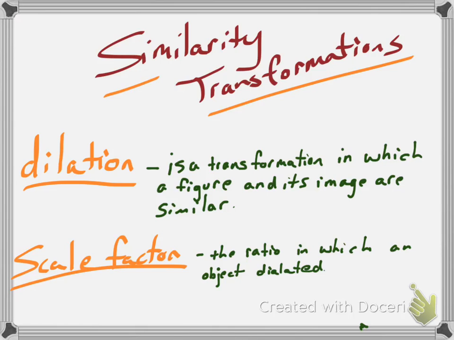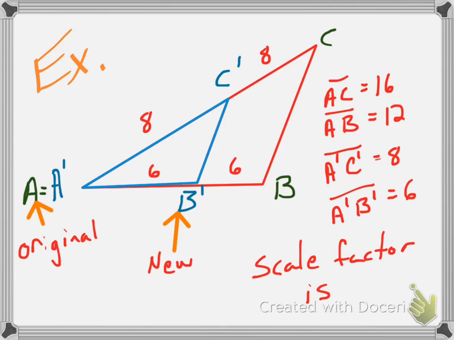That means you're either going to multiply every side by the same amount, or every point by the same amount, or you're going to divide every point by the same amount, but it's a scale factor. It's the same amount. And the actual definition is the ratio in which an object is dilated, in which it changes. So here's an example.